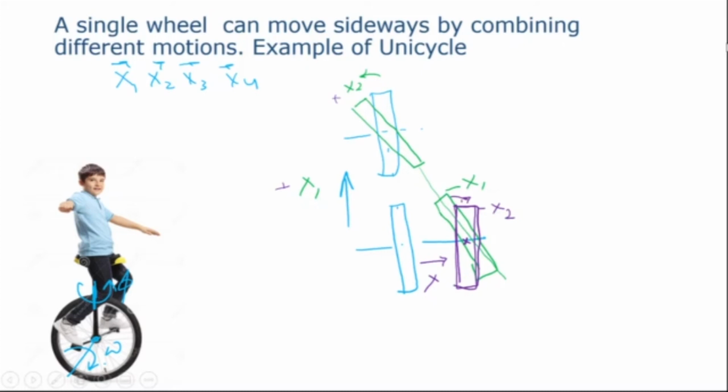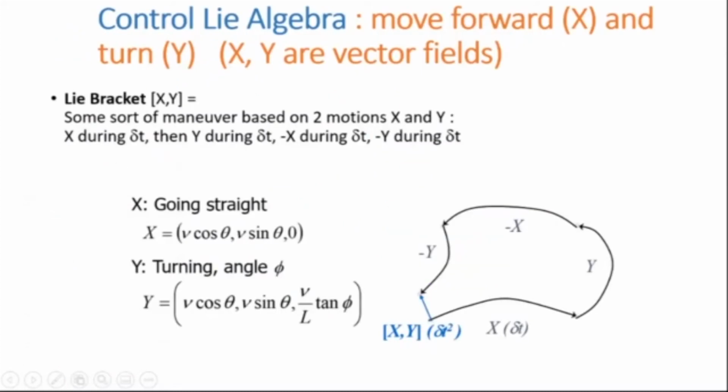Now let's look at the mathematics of control Lie algebra. Now what is control Lie algebra? In this particular case, it was moving forward by x and turning by y. So x and y are vector fields. Now the Lie bracket operation is written this way with bracket x and y. This is some sort of maneuver based on two motions x and y: x during a small amount of time del t, and y during del t, minus x during del t and minus y during del t.